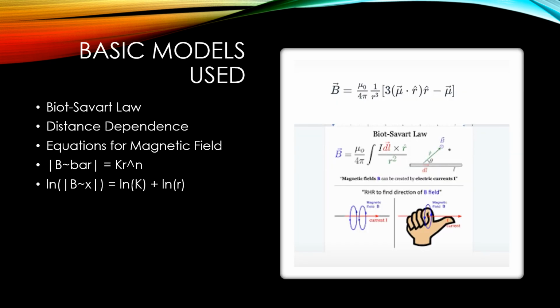So first, the basic models used are the Biot-Savart law, the distance dependence equations for a magnetic field, the equation for the B field of a bar, and that the natural log of B equals the natural log of K plus n times the natural log of r, and the right-hand rule too.